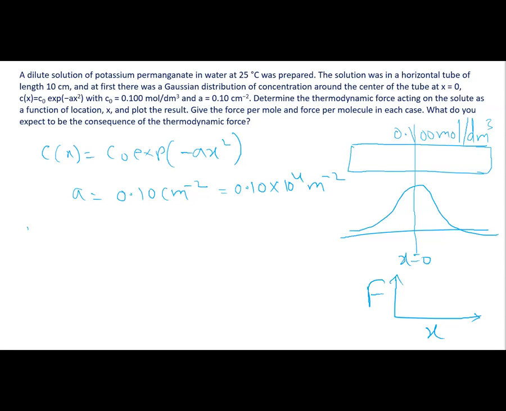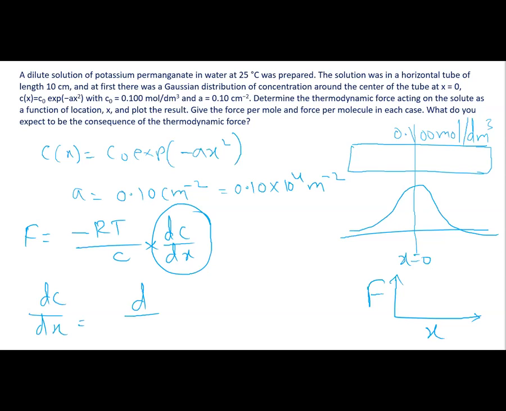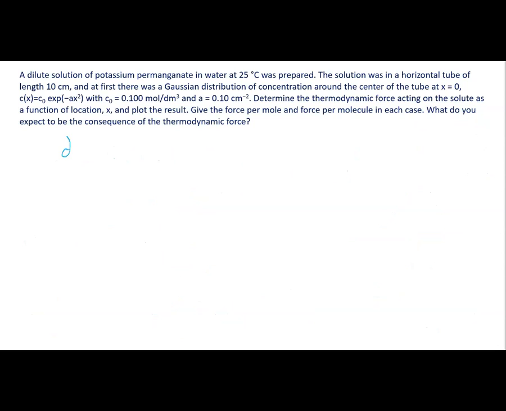The thermodynamic force is given as minus RT over C times dC over dx. So first let's get this term. dC over dx is equal to d over dx of C, which is nothing but C naught exponential to the power of minus ax squared. So let's calculate the derivative of this. When we do that, dC over dx is going to be minus 2axC. So let's substitute this in the force expression, which is minus RT over C times minus 2axC.